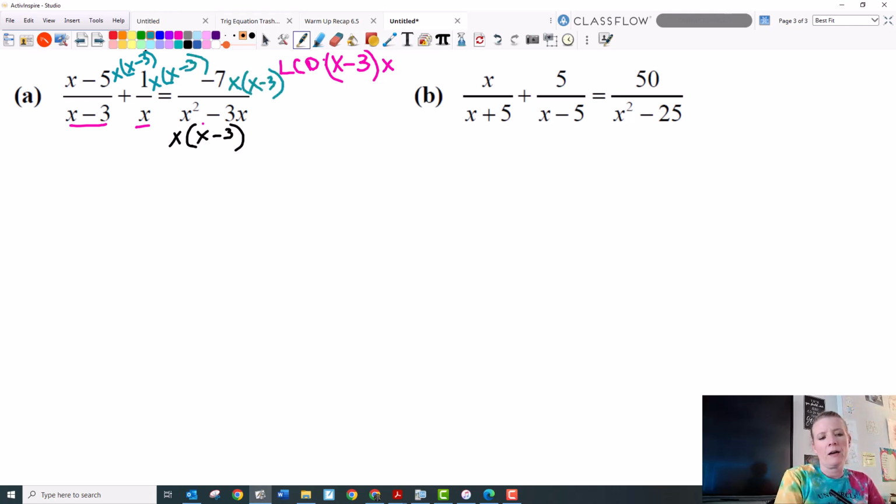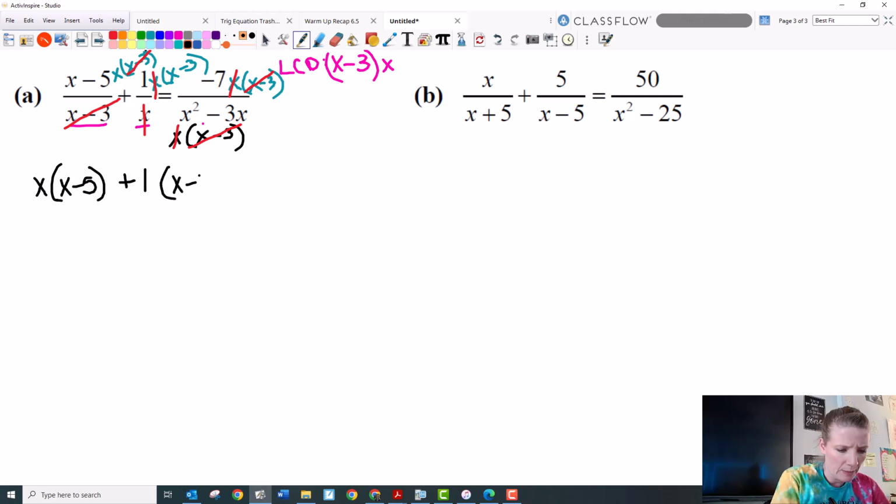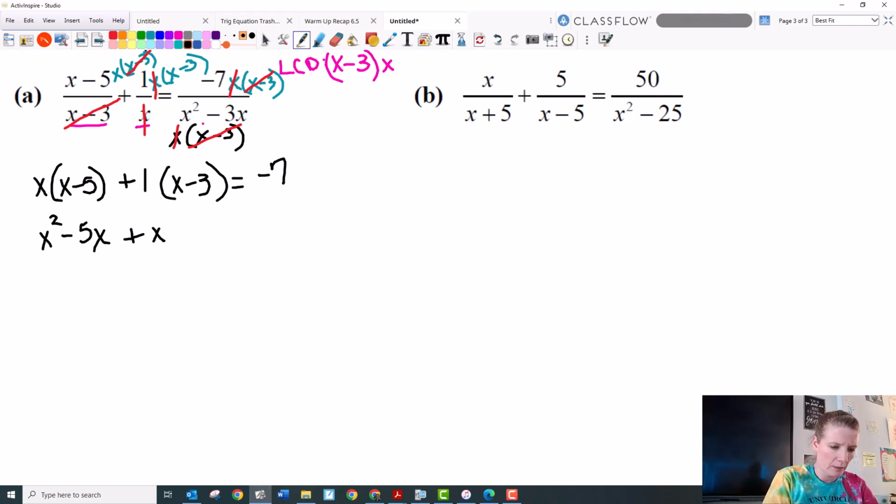I would write the whole thing out like I did on the first one. It just takes too long. So the x minus 3's cancel, the x cancels, and the x and the x minus 3 cancels. So what you have is x and x minus 5 plus a 1 and an x minus 3 equals negative 7. So I'm going to go ahead and clean that up. So I have x squared minus 5x plus x minus 3 equals negative 7. Go ahead and combine like terms. So x squared minus 4x minus 3 equals negative 7.